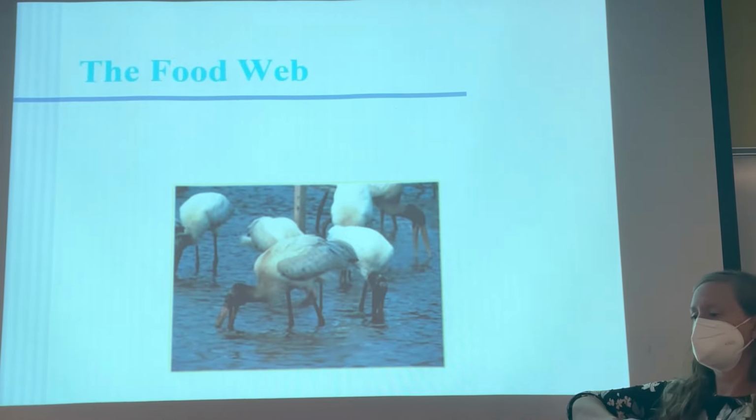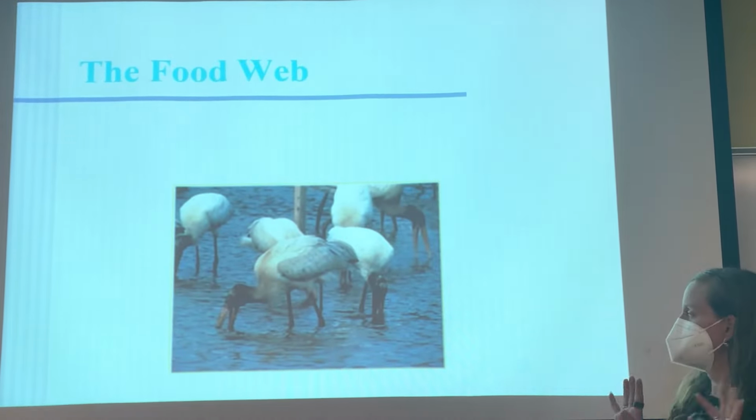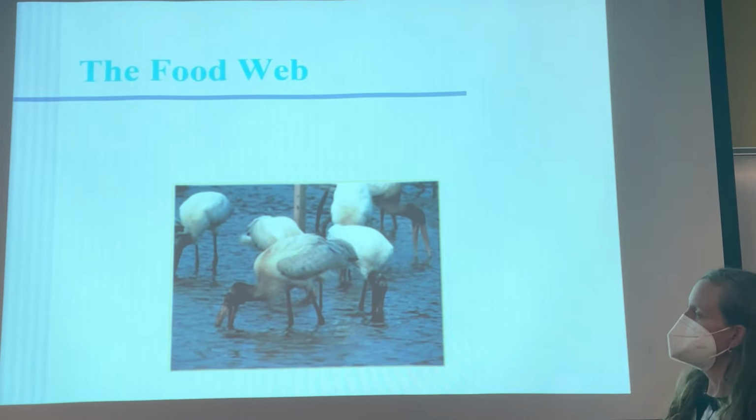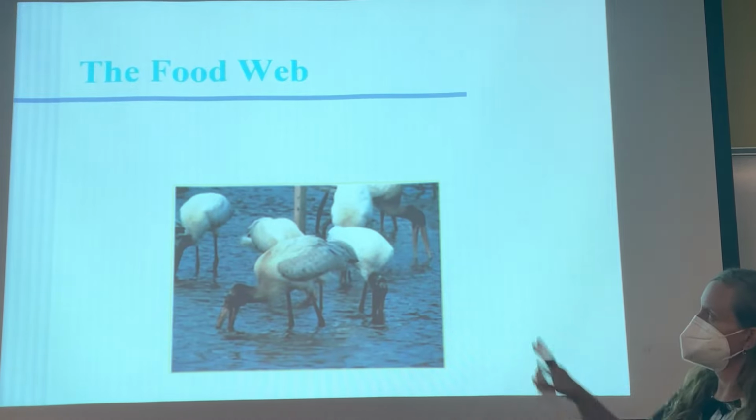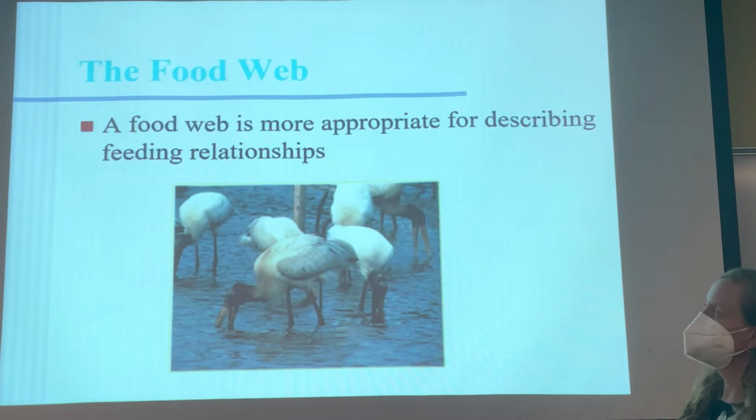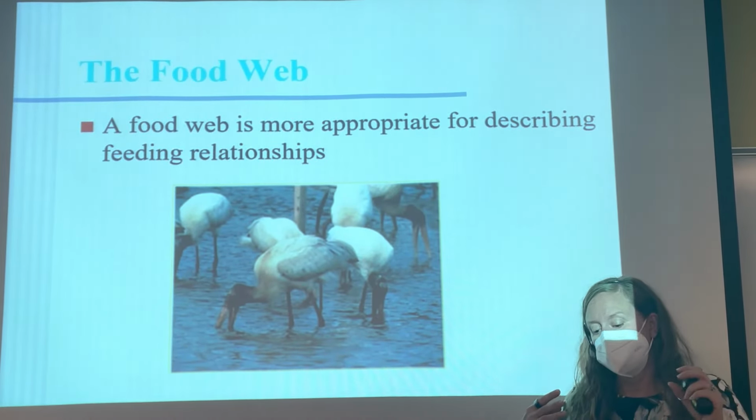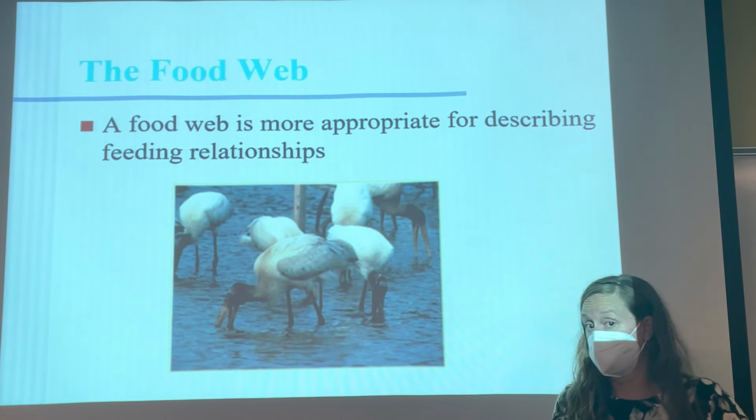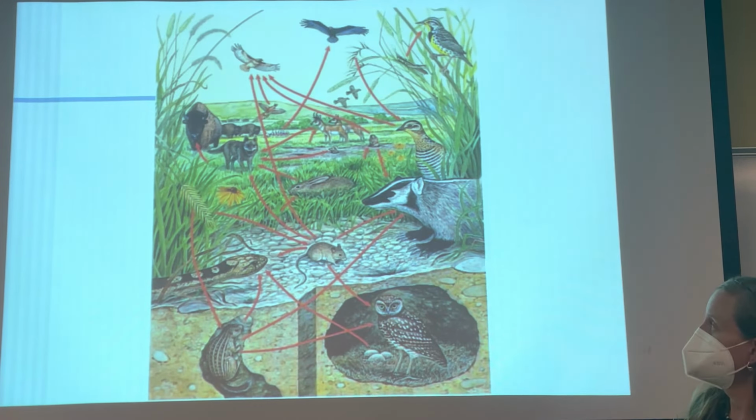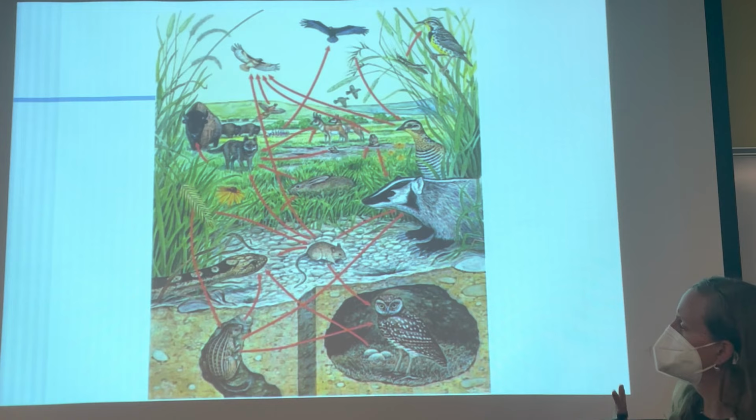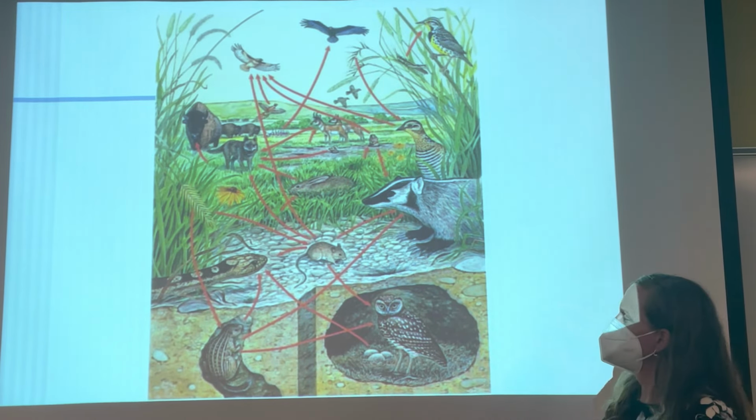So let's talk about what is more representative of organisms in an ecosystem, which is a food web. A food web is more proper because it shows that most organisms eat more than one kind of thing. So this is a little more detailed. You do see a lot of arrows going around.